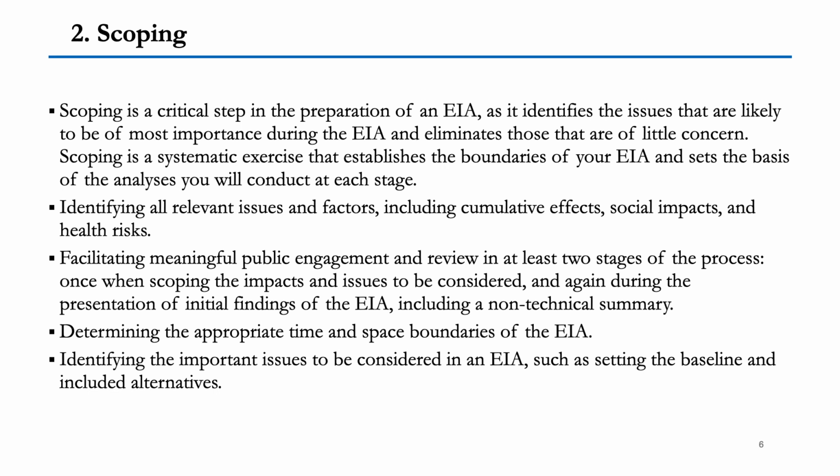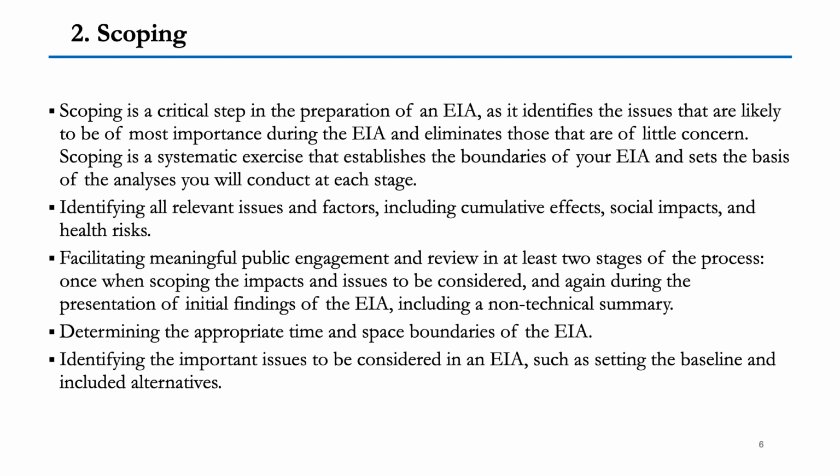Under this step, it identifies all the relevant issues and factors, including the cumulative effect, social impact, and health risk. So what all can occur by going ahead with a project is listed down, facilitating meaningful public engagement and review in at least two stages of the process: once when scoping the impact and issues to be considered, and again during the presentation of initial findings of EIA, including the non-technical summary.